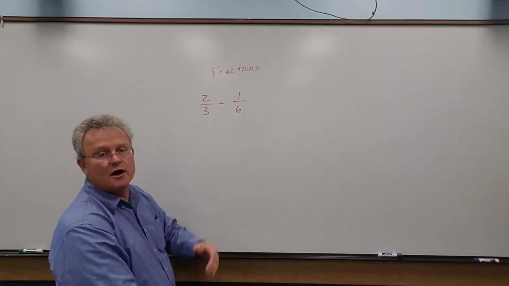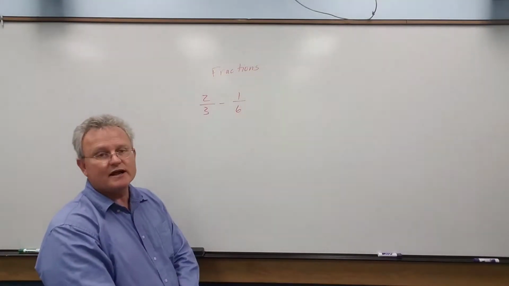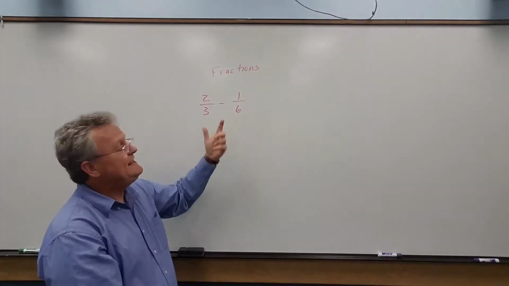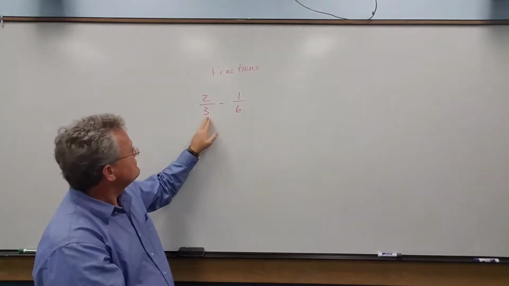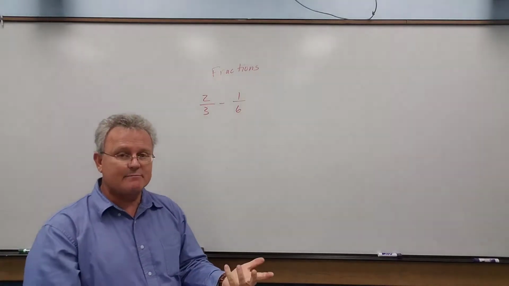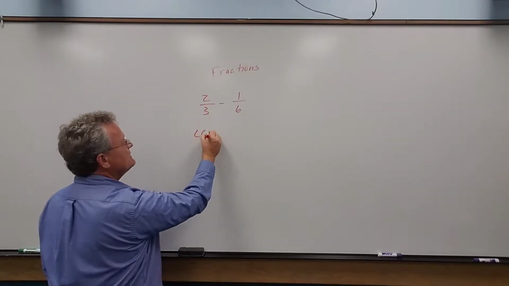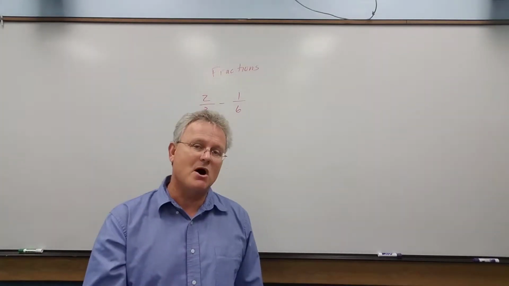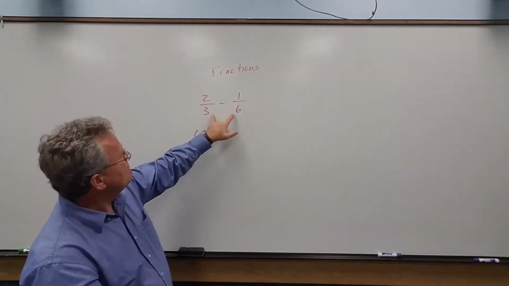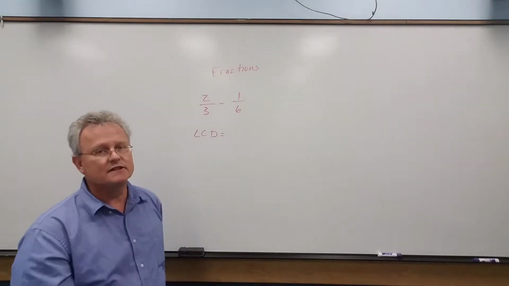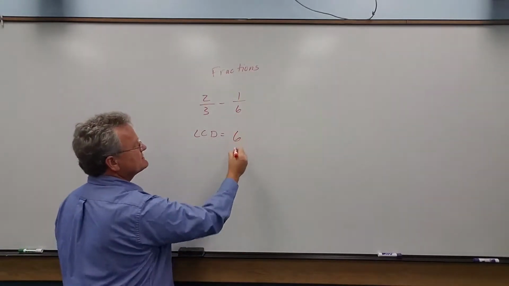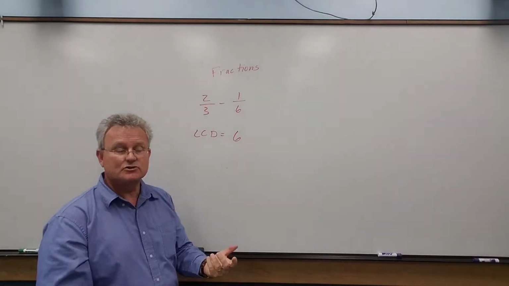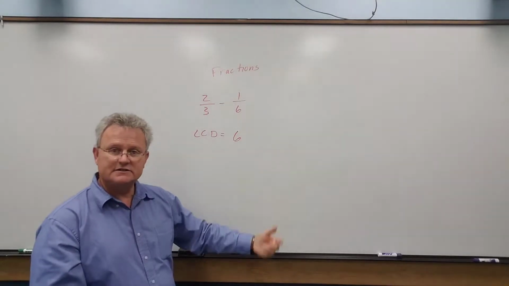Okay, so now we're going to just do a couple of examples of adding and subtracting fractions. It really doesn't matter if it's adding or subtracting. We need a common denominator. So for 3 and 6, the least common denominator, we usually write it as the LCD. What is it? It's the least, the smallest number that both of these divide into evenly. And that number is 6, because 6 goes into 6 once, 3 goes into 6 twice. Both of these divide into 6 evenly.